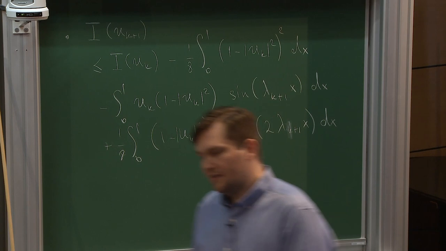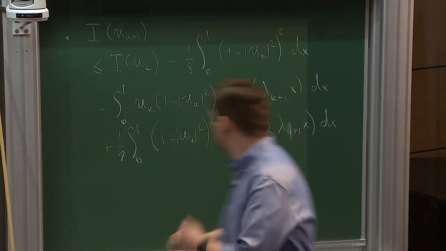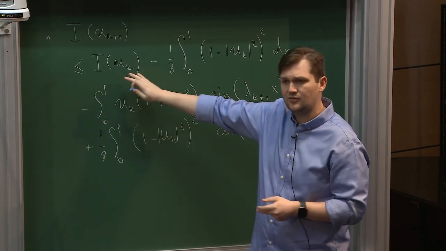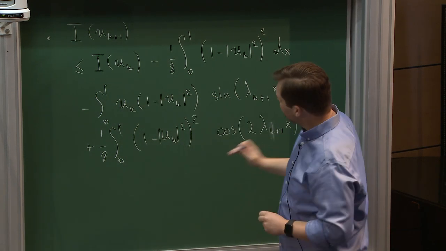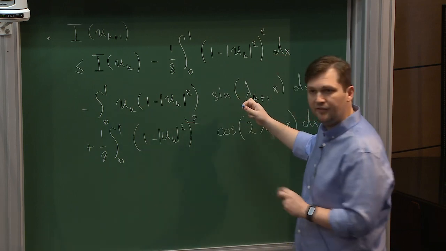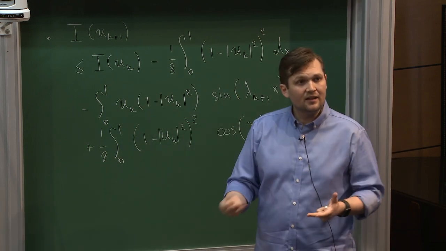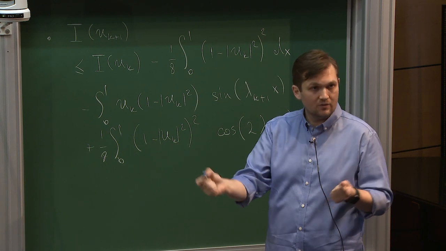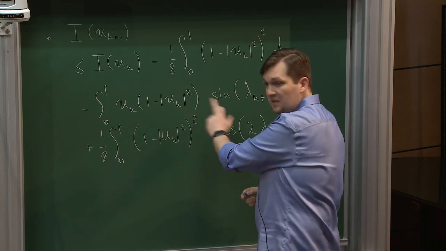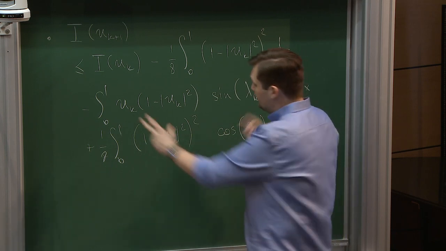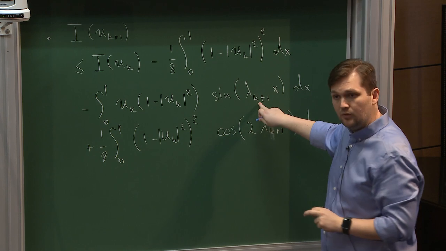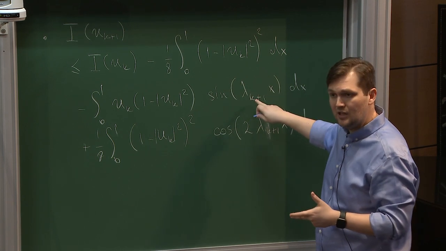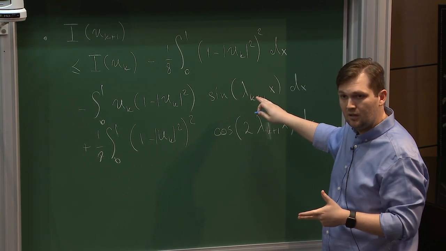So why did I call them of a very different nature? It's because this only has uk in it, so it's slow. This also has just uk in it, so it's also slow. But this has a product of something slow and something fast. So now sine of lambda x, as you send lambda to infinity, weakly converges to zero. So if you keep this fixed, weak times strong will go to zero. So this integral will actually go to zero when you send this to infinity. So in particular, if I give you an epsilon, I will find a sufficiently large lambda k plus 1 such that this is less than epsilon. Same for this one.